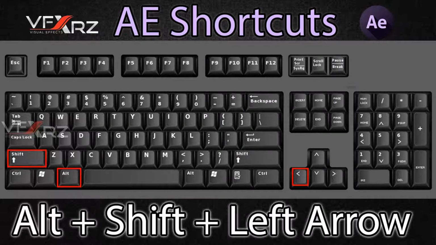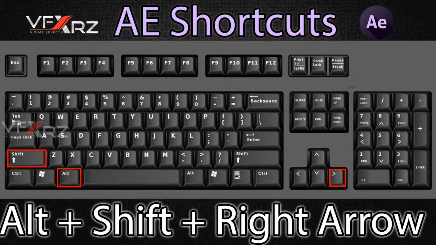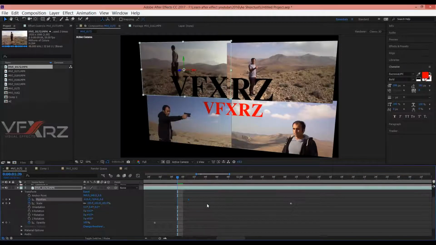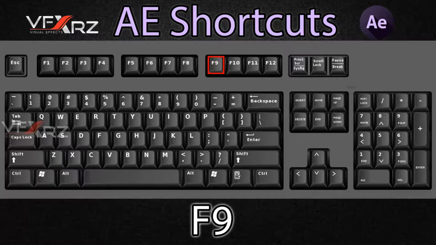And next is Alt and Shift and left arrow, or Alt Shift and right arrow. With this item, you can move your keyframe 10 frames. You can move 10 frames, right and left, like this. For example, here to the right, now to the left. Very good.